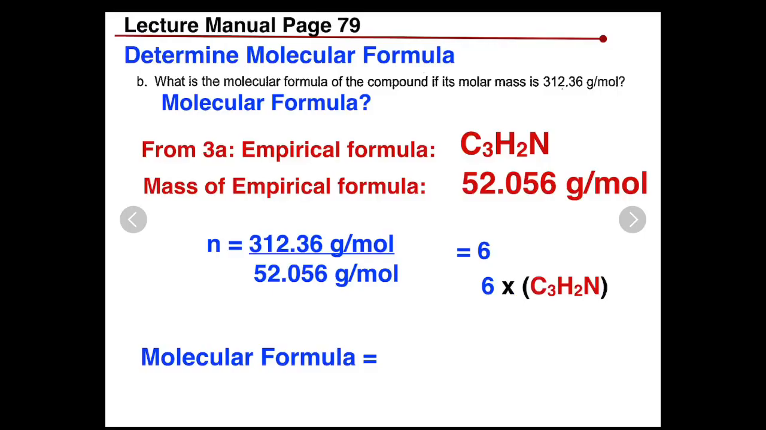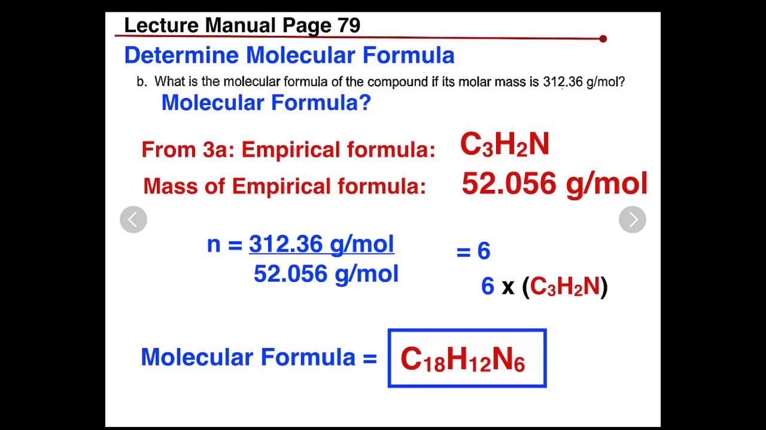So you need to multiply 6 throughout this empirical formula, to each of these numbers. Therefore, the molecular formula would be C18H12N6. To check your answer, add up the mass of each of these atoms together, and it should come out to equal 312 grams per mole. If this is the correct answer, when you add all of this together, it should come out equal to 312.36 grams per mole.